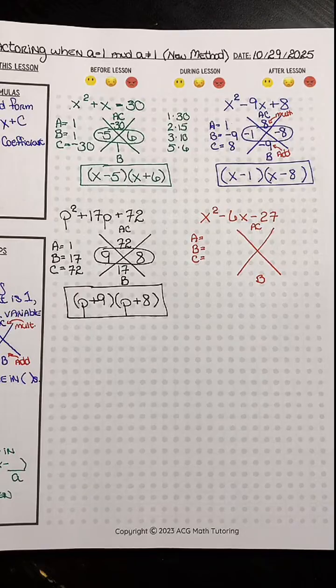So Big Al's saying -3 and 9. Nika's saying 9 and 3. Janice is saying -3 and 9.